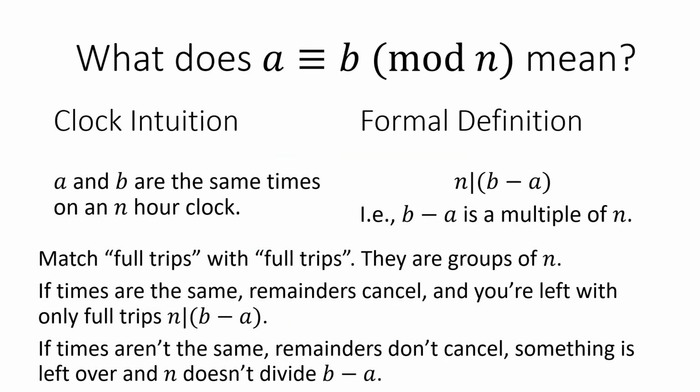And that's why these two definitions, your clock intuition and the formal definition, match. We can match up the full trips with each other and the remainders with each other when we subtract. If the remainders, the clock times, the orange squares, match, then full trips of n hours each are all that's left, and n is going to divide b minus a. When the remainders aren't the same, there's something orange left over when you subtract, and n is not going to be able to divide b minus a because you'll have the orange squares left over. And that's why these definitions really do always mean the same thing.